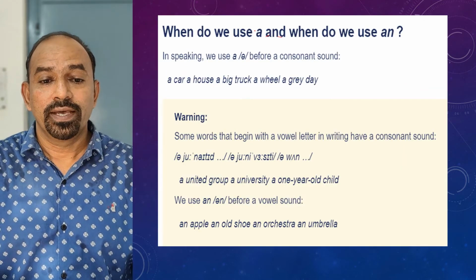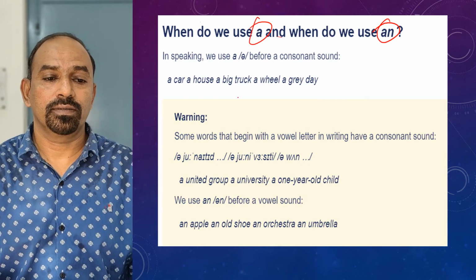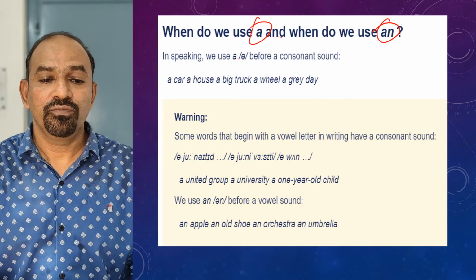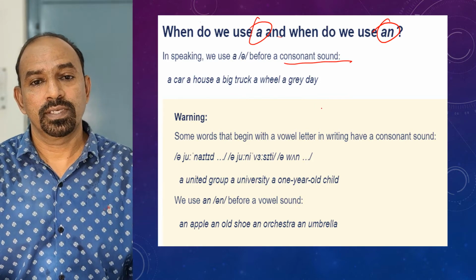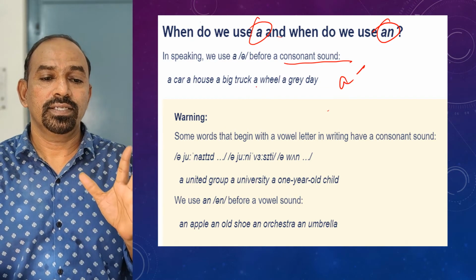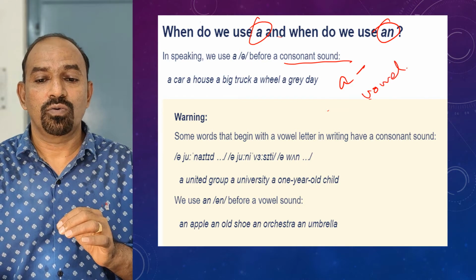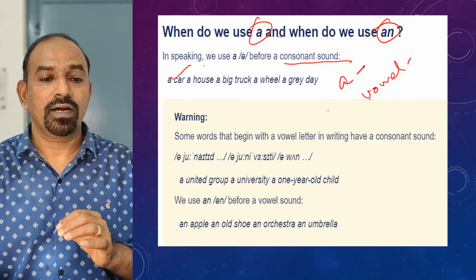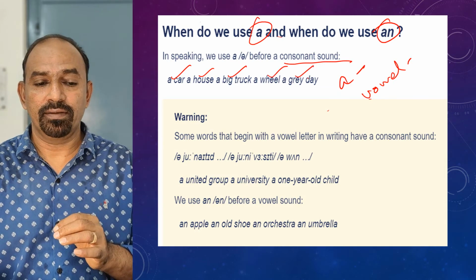When do we use a and when do we use an? Let us check. In speaking, we use a before a consonant sound. A is used before a consonant sound and an is used before a vowel sound. For example, a car, a house, a big truck, a wheel, a grey day.